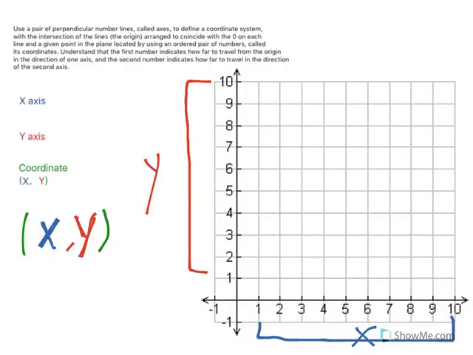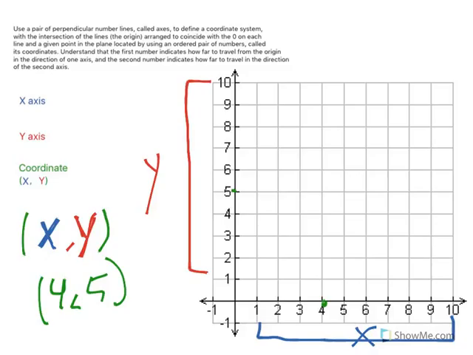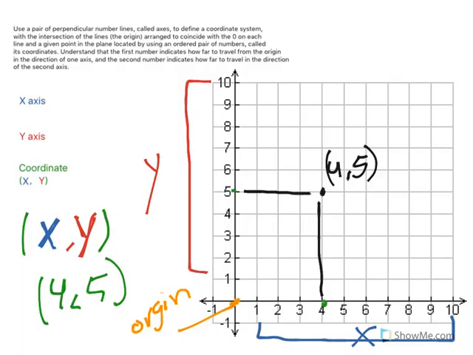So if we had, for example, (4, 5) in this little bracket, it'd be go to 4 here, and then go up 5 to the y-axis, which is here, and then you meet them in the middle to get your coordinate 4, 5. And then also we want to be able to label the origin, and the origin is right here. Origin. And that's all there is to it. Let's do some practice problems on the next page.